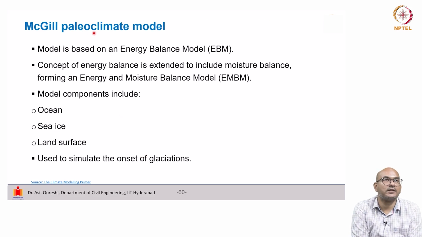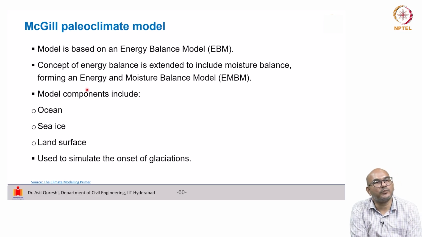Then there is another model called the McGill Paleoclimate Model. This model is based on an energy balance model. The concept of energy balance is extended to include moisture balance, which forms an energy and moisture balance model, EMBM. The model components include ocean, sea ice, land surface, and they are used to simulate the onset of glaciations.